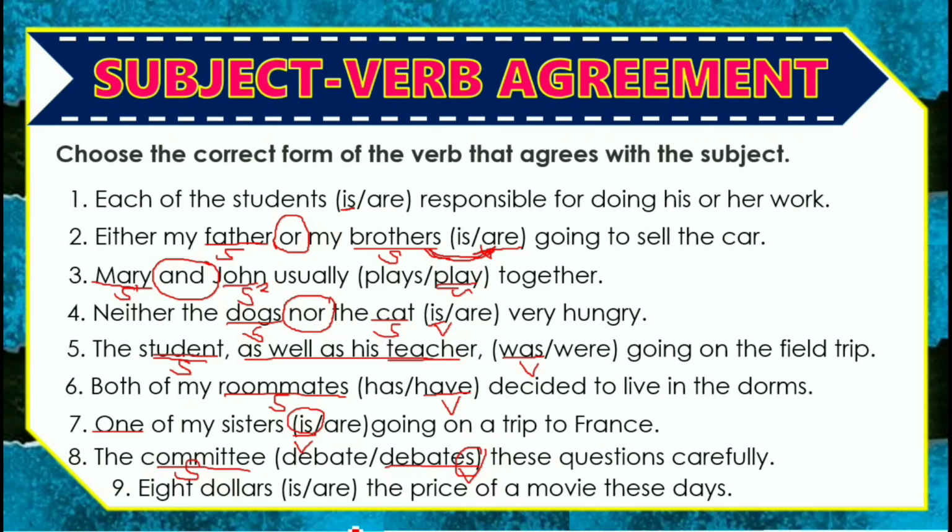Number 9, $8 is the price of a movie these days. $8 is our subject, and then what is the answer? It is. $8 is the total amount of the price of a movie. It's singular. That's why you use a singular verb.